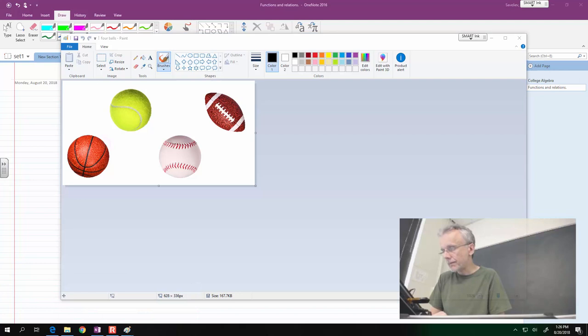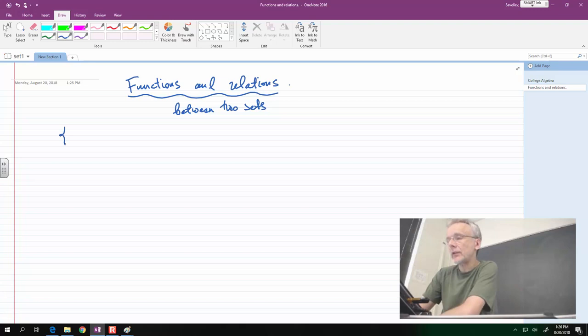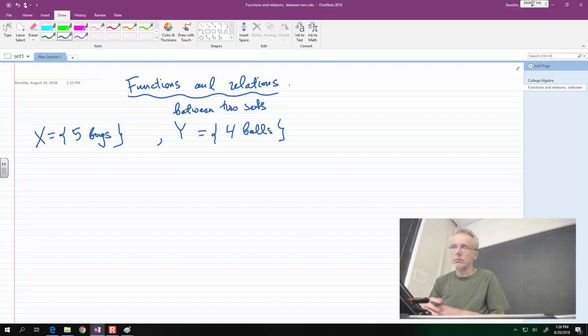So I have my set of say those five boys. I should probably write them down, but let's say that's X, and then we could have set Y, which is four balls. Okay, so two sets that have nothing to do with each other, at least early in this stage, even though hypothetically we can put them together and form a new set of boys and balls. Okay, so you have nine elements, and as long as you know whether a certain object belongs to the set or not, then you have your set.